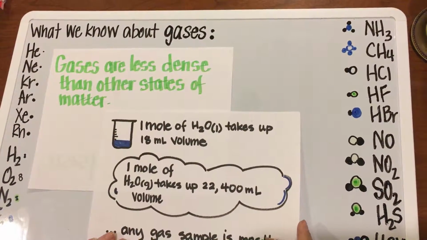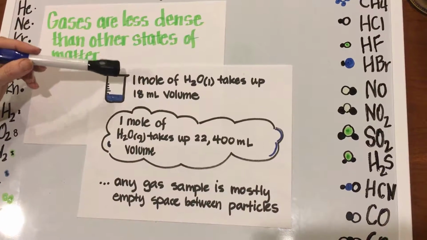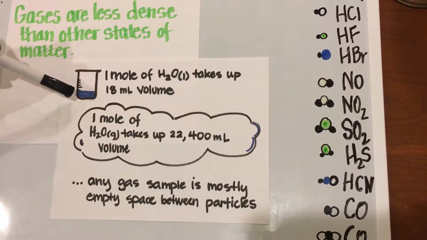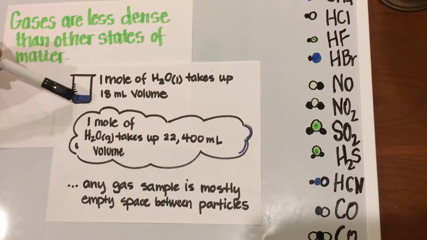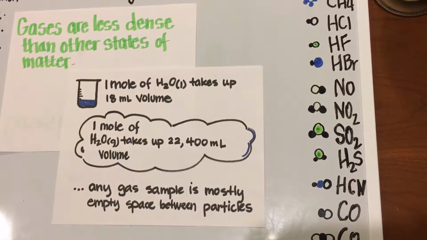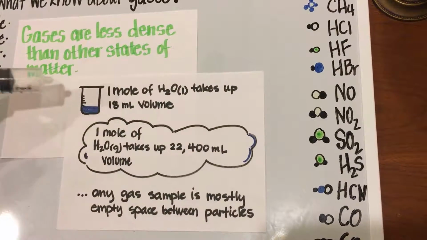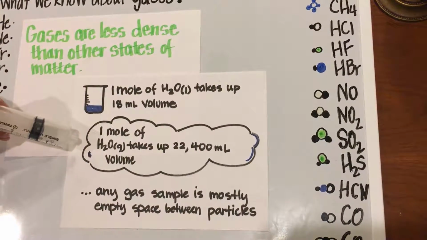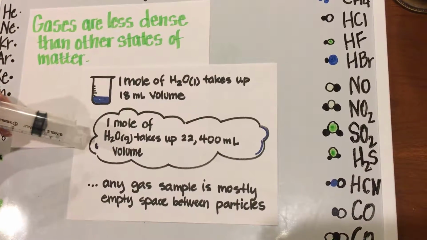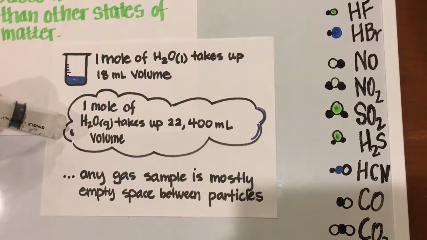But let's try to quantify that. Here I have a little beaker with 1 mole of water. 1 mole of liquid H2O takes up 18 milliliters of volume. Water has a density of 1 gram per milliliter, and water has a molar mass of 18 grams per mole. So 1 mole of liquid water will take up 18 milliliters of volume. But boil it or evaporate it, expand it into a cloud of water vapor, and that H2O gas takes up 22,400 milliliters of volume, over 1,200 times more volume.